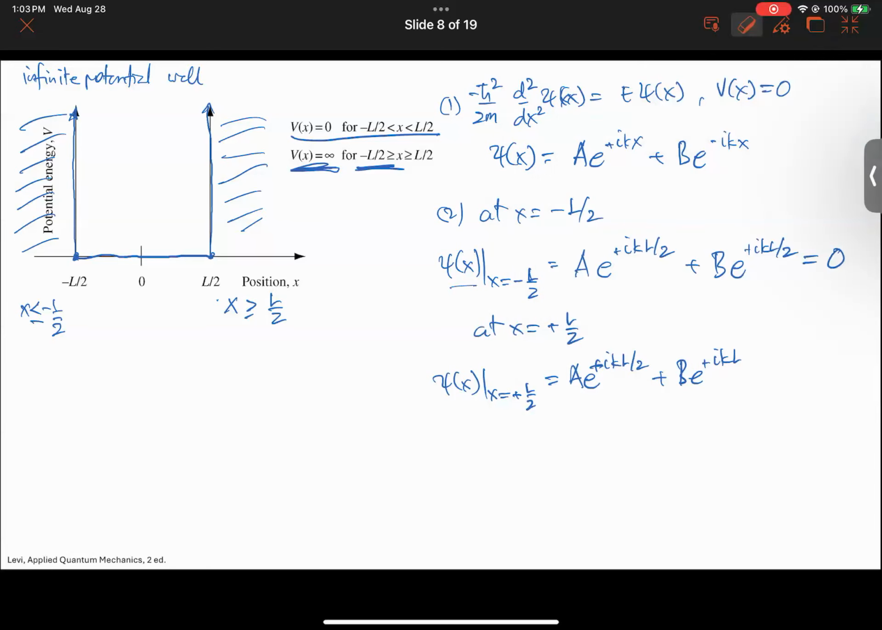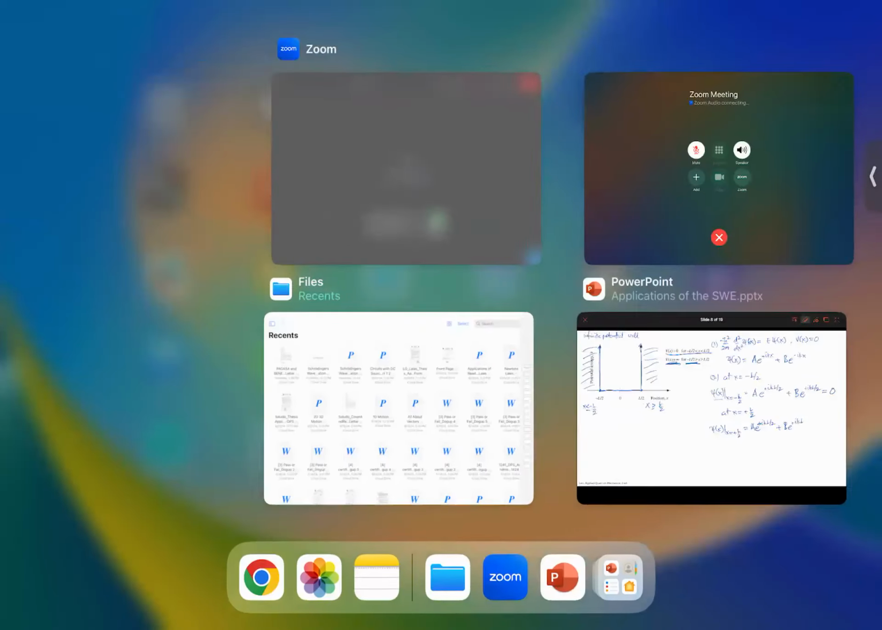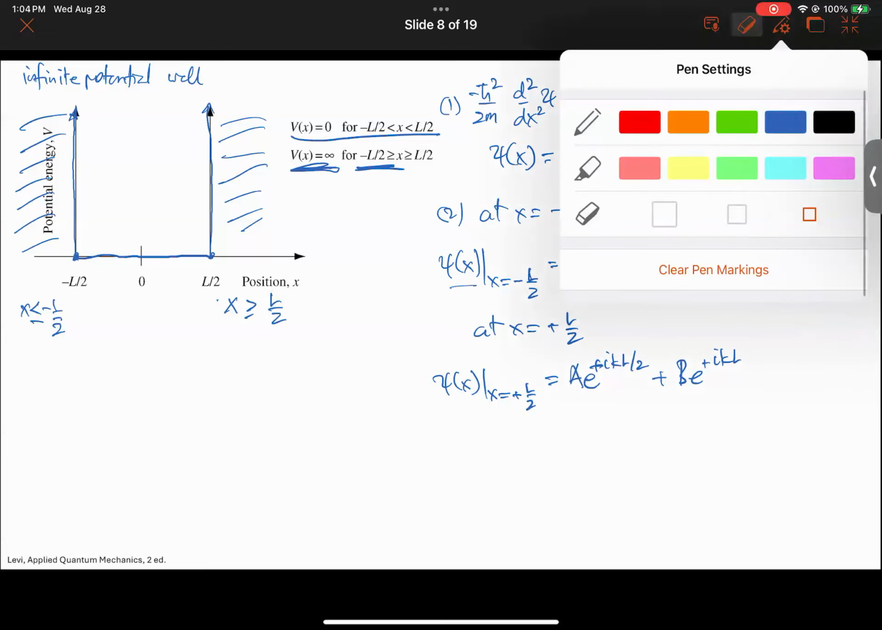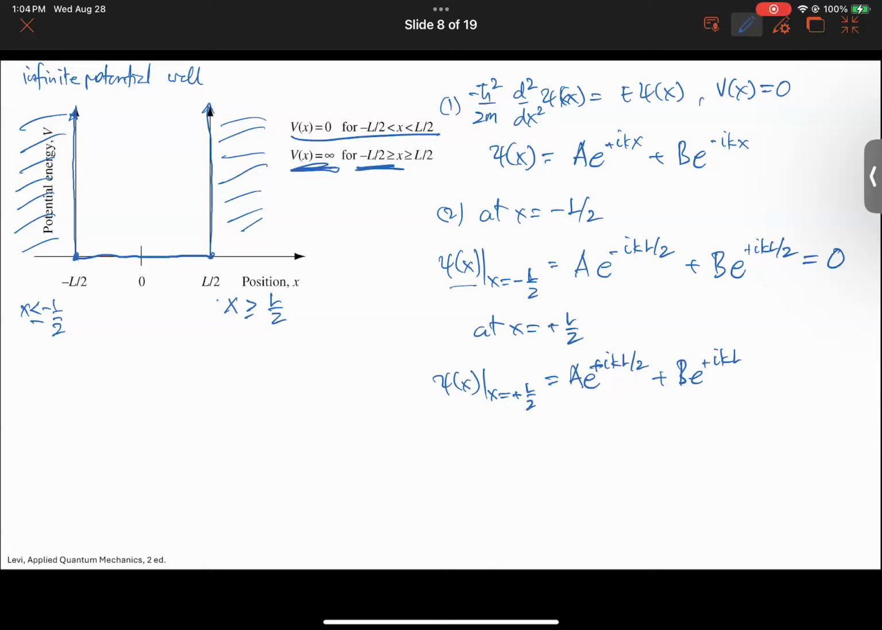What are we doing? So this actually should be negative, and that is positive. This should be negative. Then L over 2. And this should also be equal to 0, because at x greater than or equal to L over 2, the probability of finding the particle is 0. Okay, so that's one of the boundary conditions.